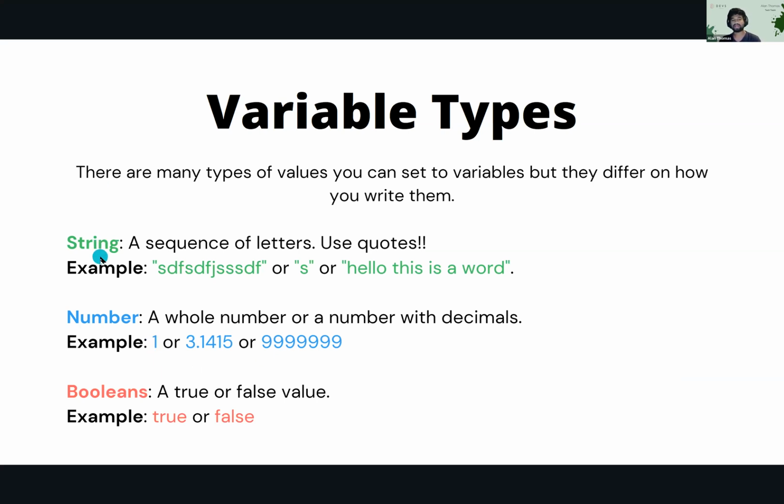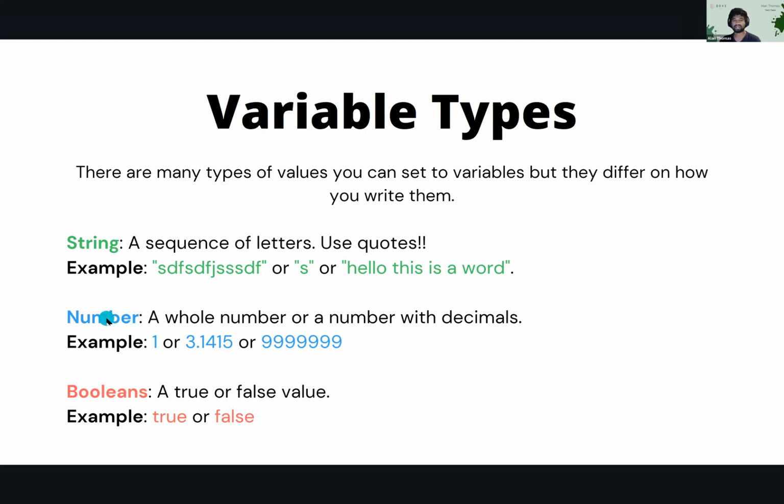The first one we look at is a string, which could be a word or a sentence. In essence, it's just a sequence of letters. The key point to note here is that you have to use quotes to write them. For instance, here is a string which is a random jumble of letters. Here's a string that's just a single character. And here's a whole sentence.